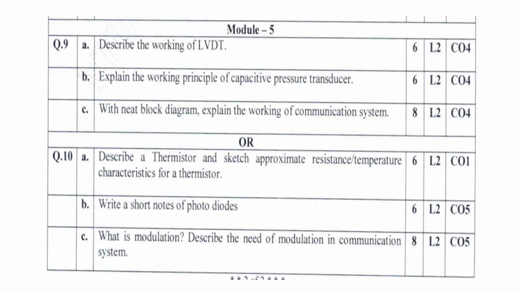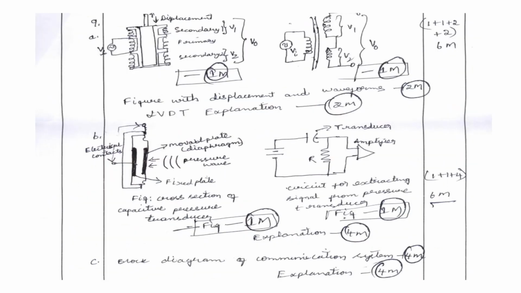So moving into the scheme for module 5, 9A is LVDT. The circuit diagram carries 1 mark, and the diagram of secondary and primary, how voltage is divided, all those carry another 1 mark, and the waveform with displacement carries 2 marks, and you will be explaining what is LVDT in brief, that carries 2 marks. So totally it is of 6 marks.